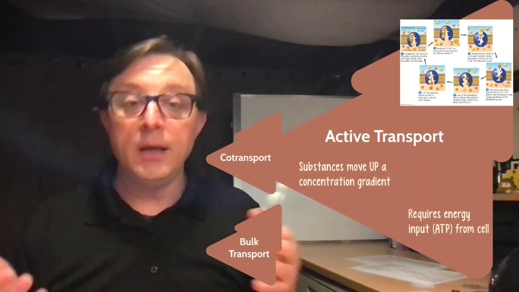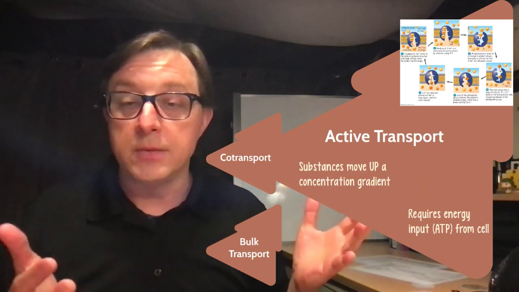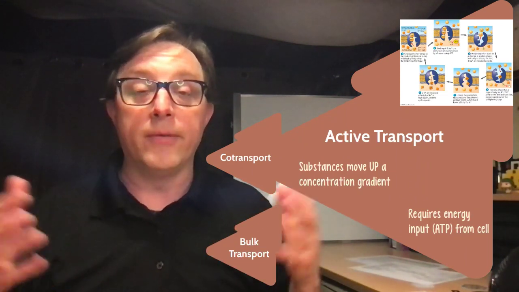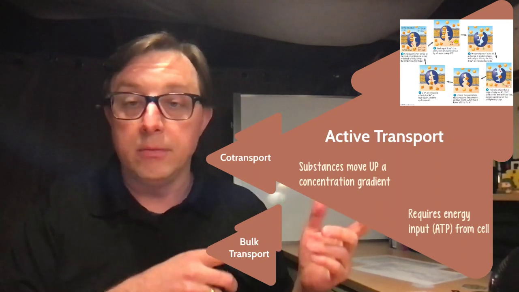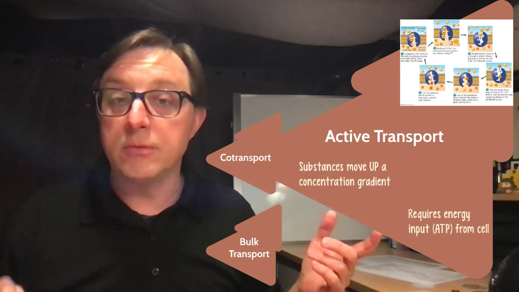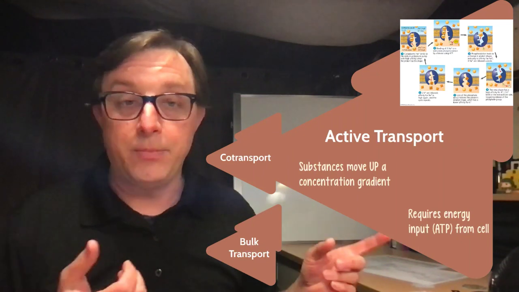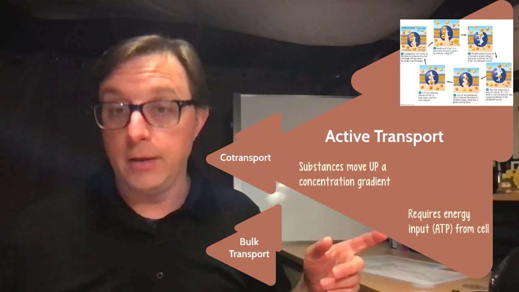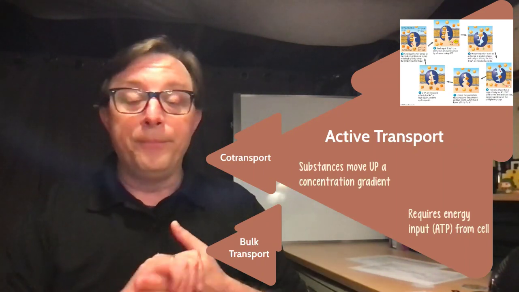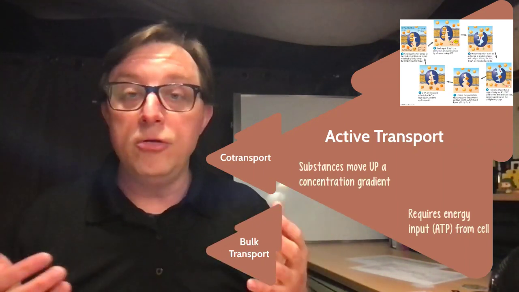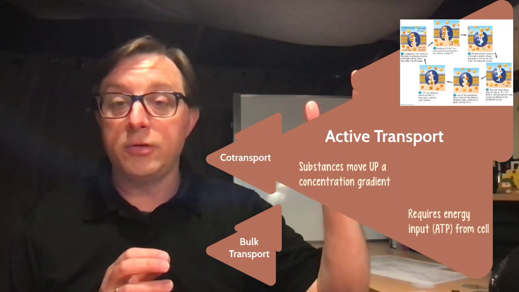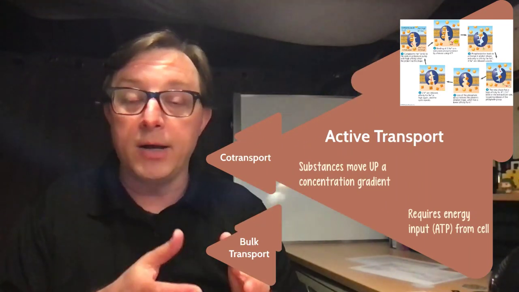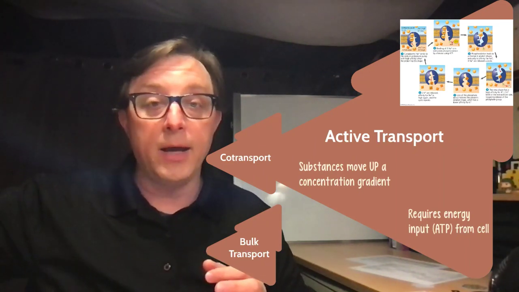Not surprisingly, active transport is going to require the input of energy from the cell. The main type of energy that we're going to be using here will be ATP. That is the main energy molecule, and we'll certainly go over that in the Unit 3 video. So this is now moving substances against the concentration gradient, moving up the gradient, going from an area of low concentration to an area of high concentration.